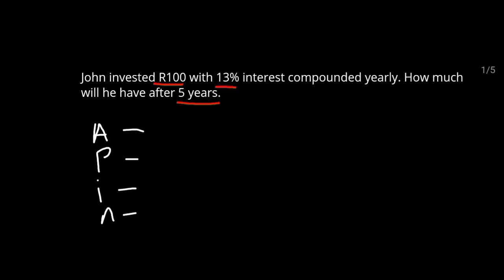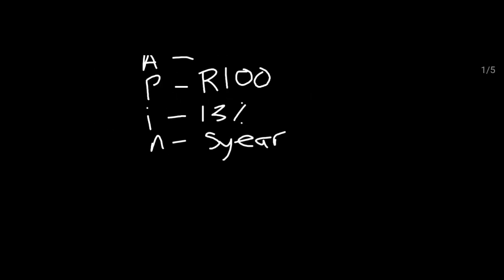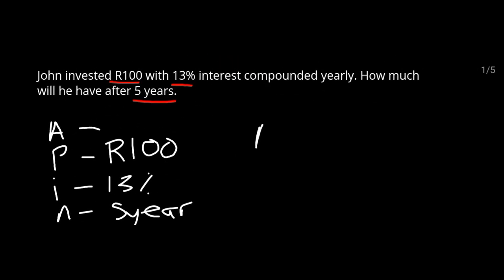So they say John has invested 100 Rand. From the video just before, we know that this is our initial amount, our first amount, the money invested. And then they say 13%, that is our interest, our compound interest. They say, how much will he have after 5 years? So they've given us the period of this investment. So I'm going to go and write down my formula.